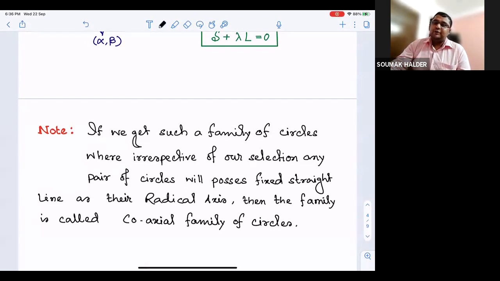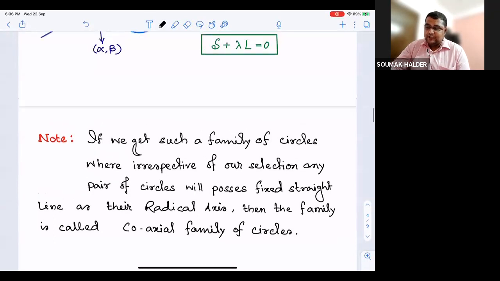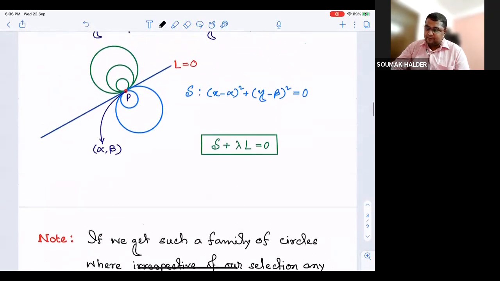Okay. So what has been stated: if we address a family of circles where, irrespective of our selection, any pair of circles will possess a fixed straight line as their radical axis, then the family is called a coaxial family of circles. It means you can select any two circles from the family, and whatever radical axis you get will stay the same if you select a different pair of circles. So you can identify all the four above mentioned families. These are all coaxial families of circles.